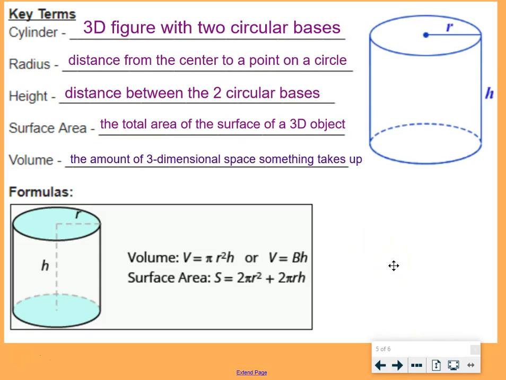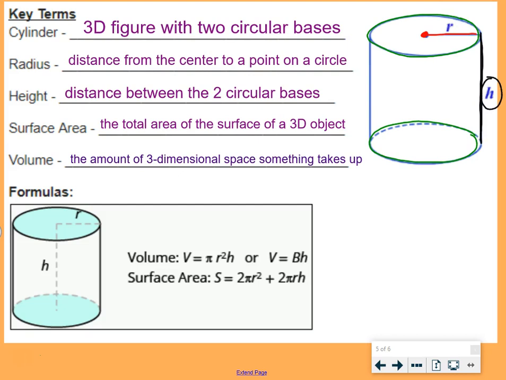A cylinder is a 3D figure with two circular bases. So if you look at the image to your right, we have a circle on the top, a circle on the bottom. That is a cylinder. The radius is still the distance from the center to a point on the circle, so half the diameter. The height, now this is really important, is the distance between the two circular bases. So it's how far the two circular bases are away from each other.